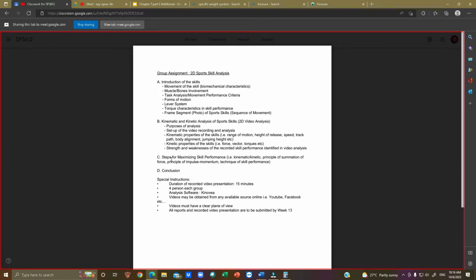Okay, to maximize skill performance, based on the kinetic and kinematic, based on the principle of force summation, based on anything, the modification of technique, how can you further increase the performance of your athletes? Let's say the free kick tadi, how can you have a more accurate free kick? How can you increase the speed of the free kick? All of that needs to be in the third section. And finally, conclusion lah. Conclude what you have done.